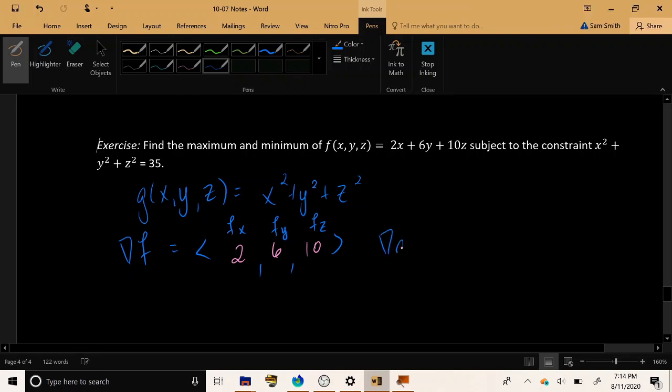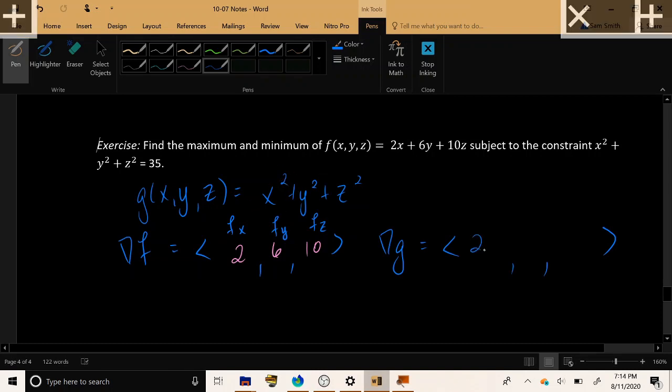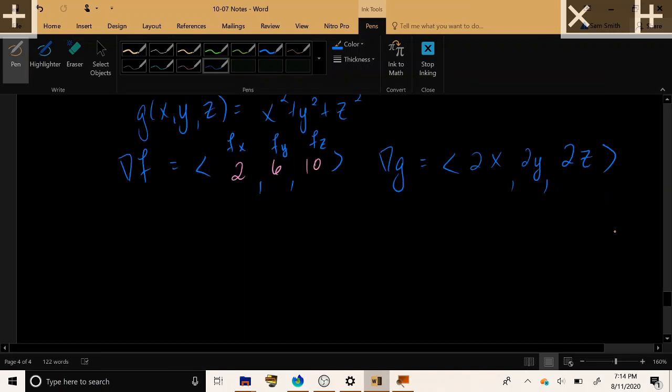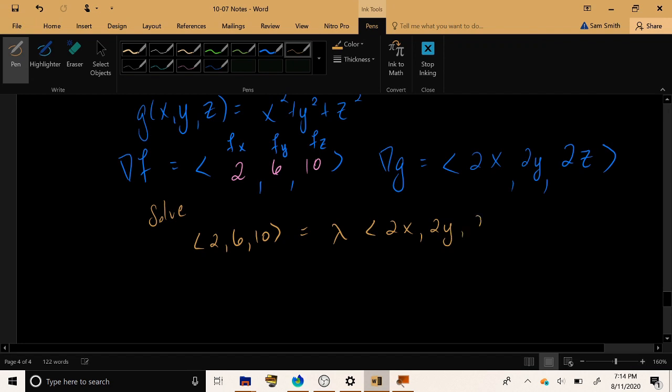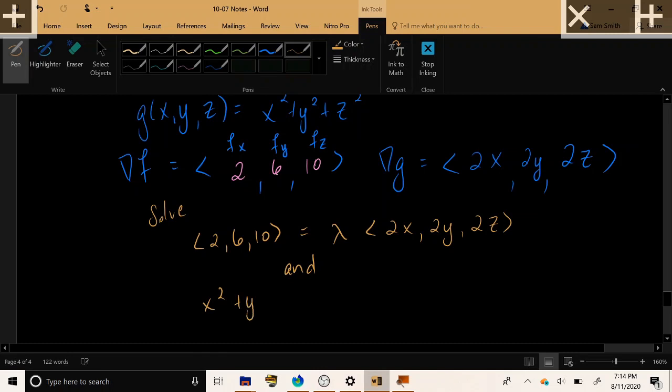Similarly, the gradient of g has the partial derivative with respect to x, 2x, in the first component, then the derivative with respect to y, 2y, and then with respect to z, 2z. So our goal is now to solve the system: the gradient of f, 2, 6, 10, is equal to lambda times 2x, 2y, 2z, and we also require that the constraint function must be satisfied.